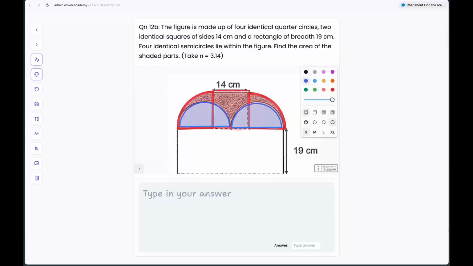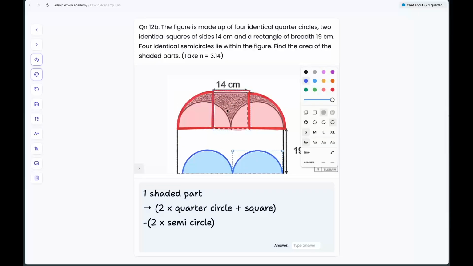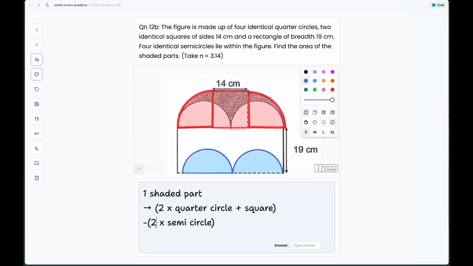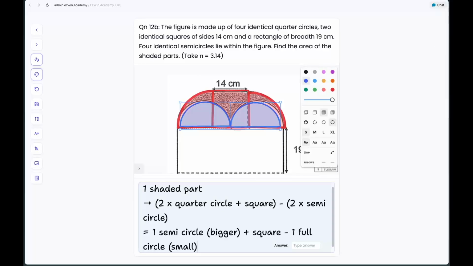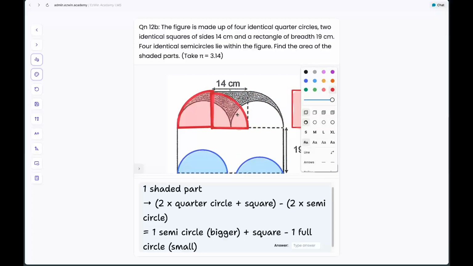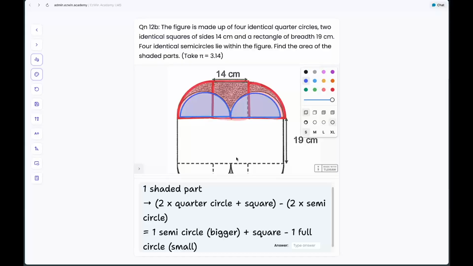So essentially, in summary, we basically need to find 2 times the quarter circle, which in this case is this. And then we get the square area, total it up, minus 2 times the semicircle, which essentially is equal to 1 big semicircle plus the square, minus 1 full small circle, what we see over here. But essentially, in equation form, it's easier to calculate. So with that said, we can just calculate.